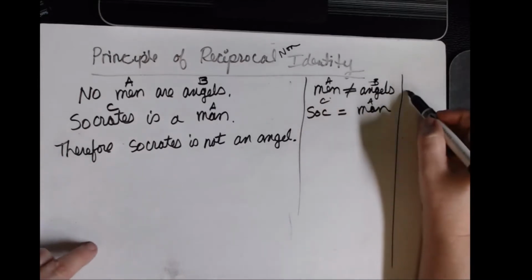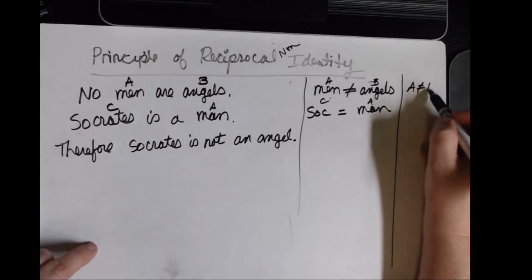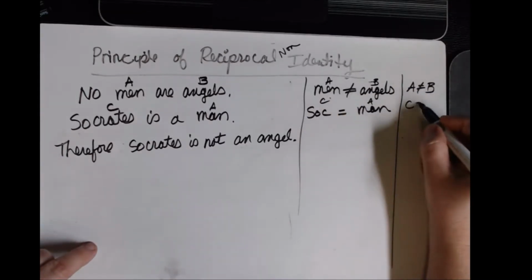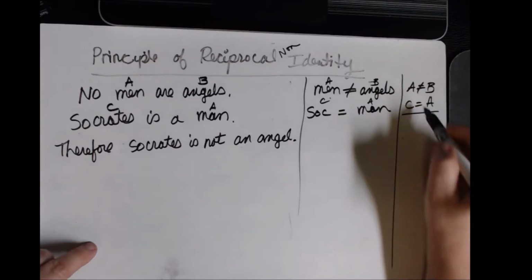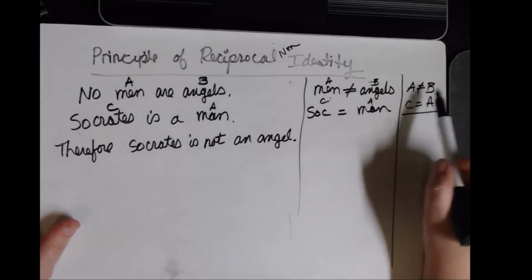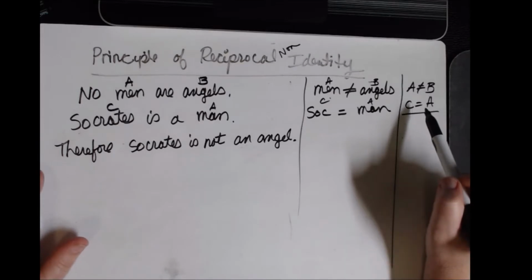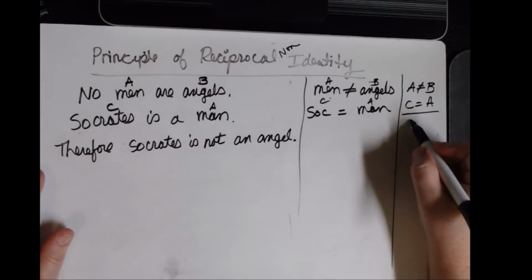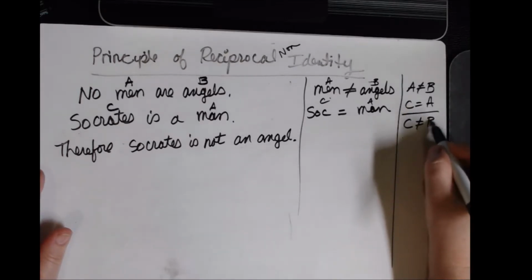So this one, mathematically speaking, is A does not equal B. This one, C equals A. So again, if you saw this in algebra, if you said A does not equal B while C does equal A, then you know you can conclude from that that C does not equal B.